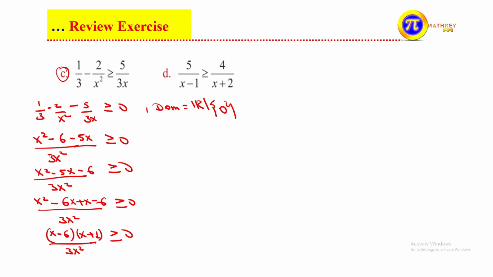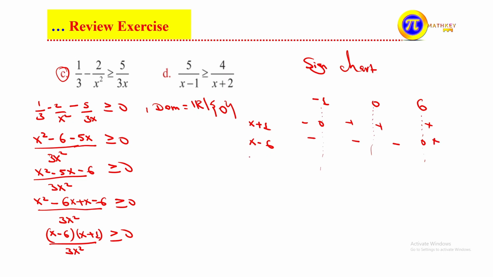The zeros of the numerator are negative 1 and 6, and of the denominator, 0. Applying the sign chart, the zeros are negative 1, 0, and 6. For x + 1, at negative 1 it is 0, to the left it is negative, and to the right positive. Similarly, x - 6 is 0 at 6, negative to the left and positive to the right. Last, 3x² is 0 at 0, and positive on both sides since it is an even function.